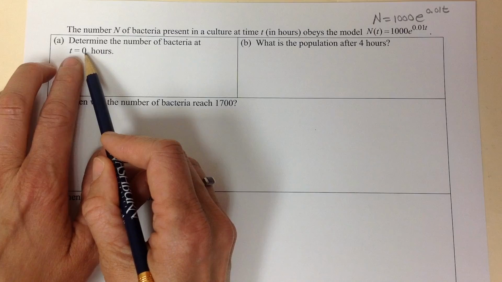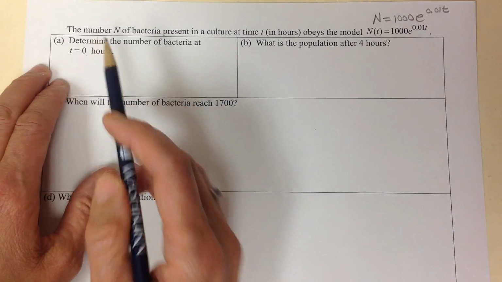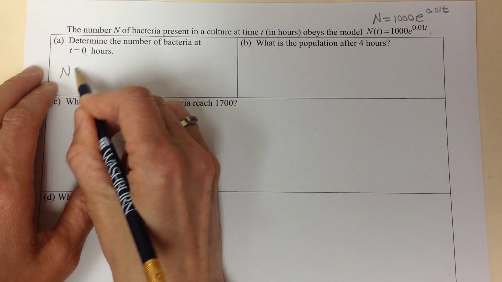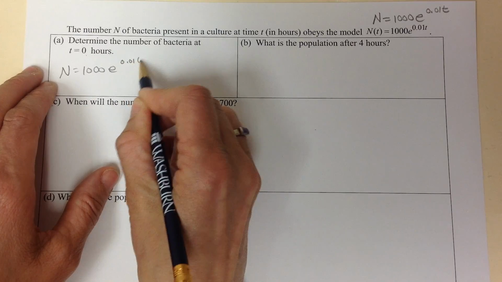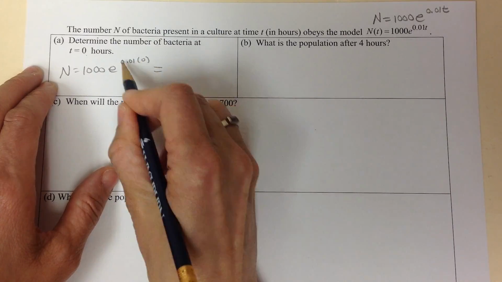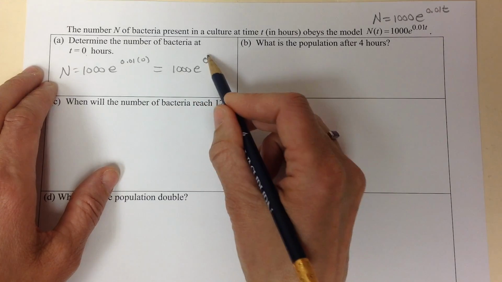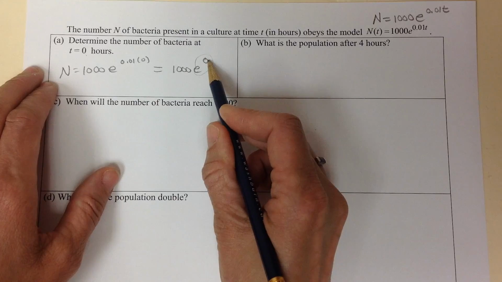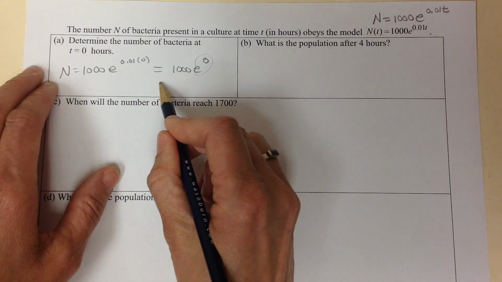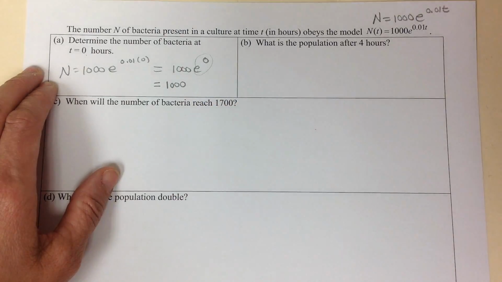So this just means this is when we started to look at this sample of bacteria. If we plug in t equals 0, we get 1000 e to the 0.01 times 0. In multiplying in the exponent, we just end up with 0. The key is, what's e to the 0? A non-zero number to the 0th power is always 1. So this just ends up being 1000 times 1, which is 1000.